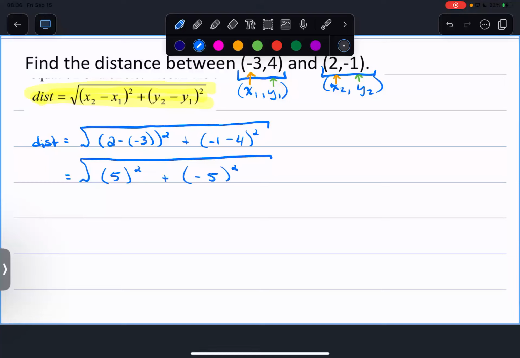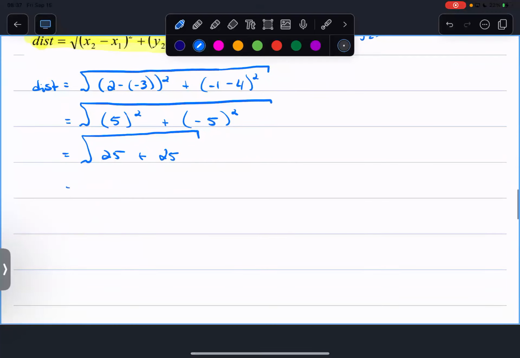I want to square that. Which means 5 squared is what, 25? -5 squared is also 25. The square root of 50 is the distance.